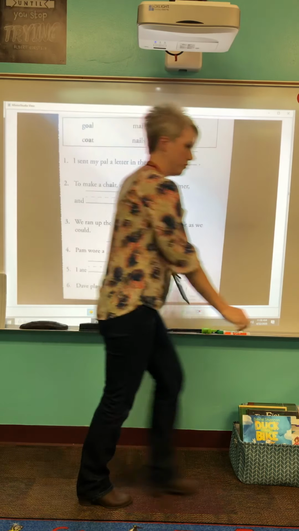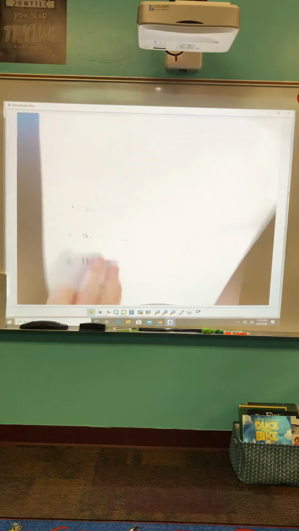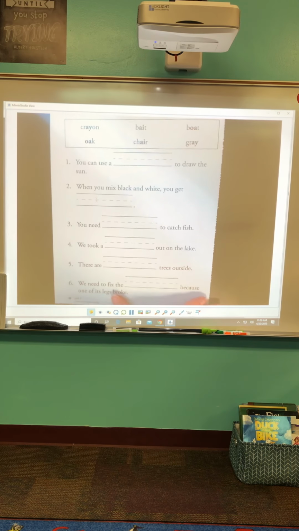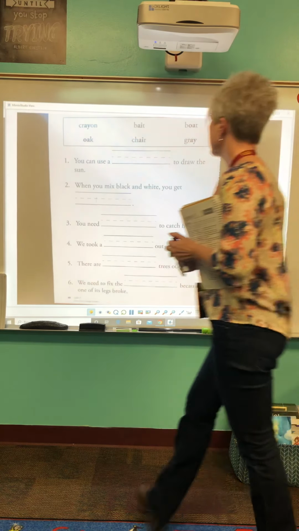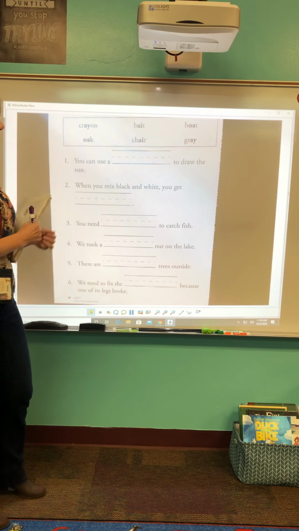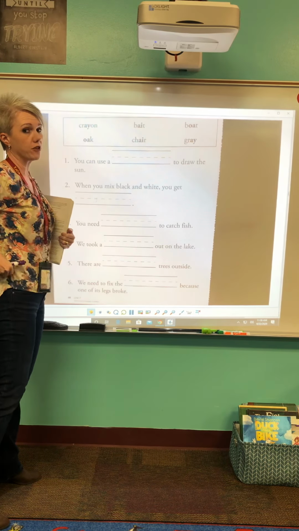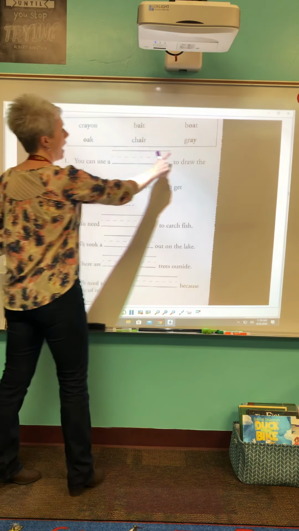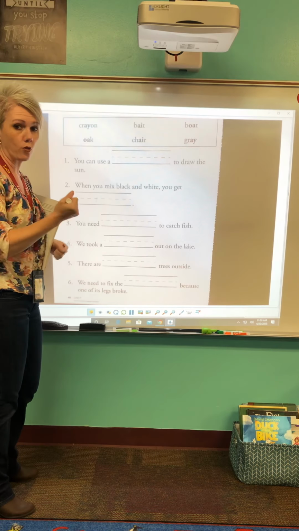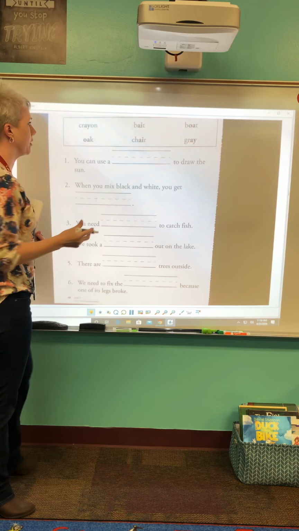I think we have a few more. All right, this side uses the AI for the A sound, the OA for the O sound, and the AY for the A sound, okay? The more we practice, the more we use them, the more we commit them to memory, okay?